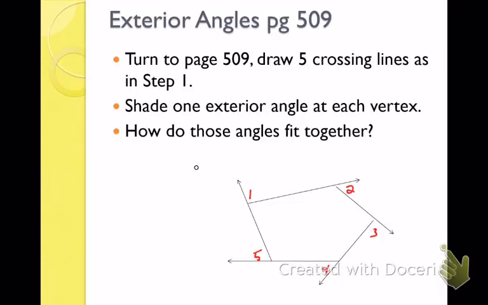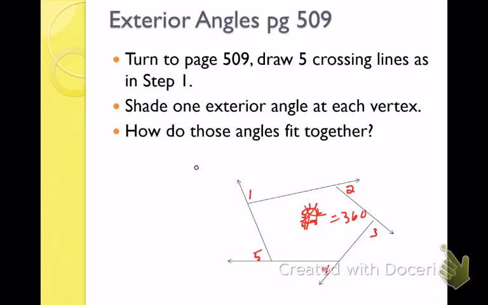And what you would find is that they would form a circle. Okay? This would happen for any polygon that you did this for. They would always form a circle. What that means is if I add angle 1, angle 2, angle 3, angle 4, angle 5 together, they have to make a circle, and the degree measure of a circle is 360.